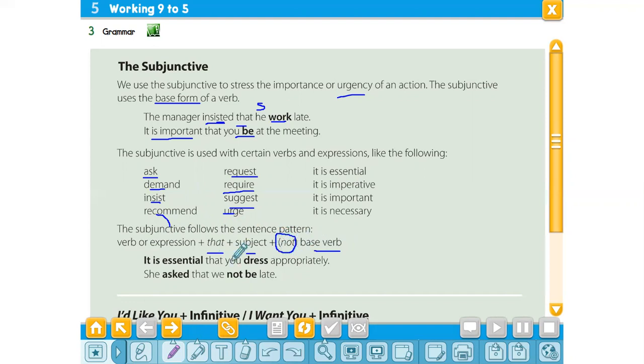Let's read this example. It's essential that you dress appropriately. Essential, this is subjunctive expression. So it's followed by that, subject, and the base form dress. She asked that we not be late. We not be late. Why, teacher? It's past simple. No, it's subjunctive. I used asked, after that, subject, not, plus be. Okay, the base form be.